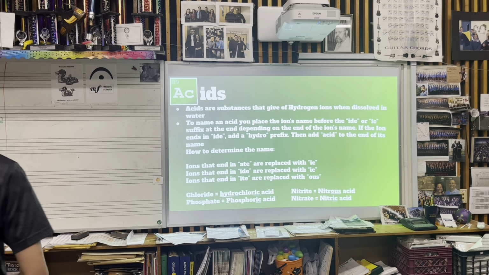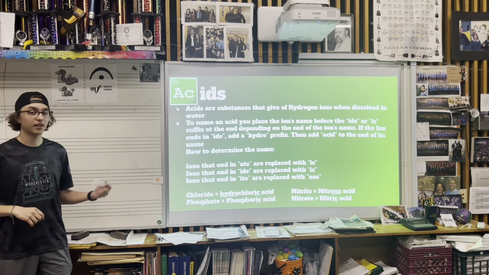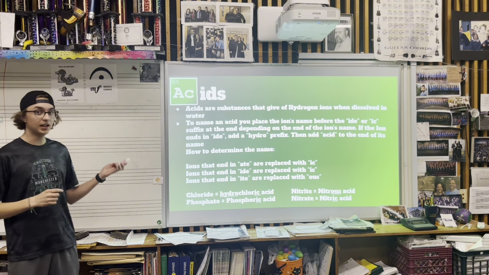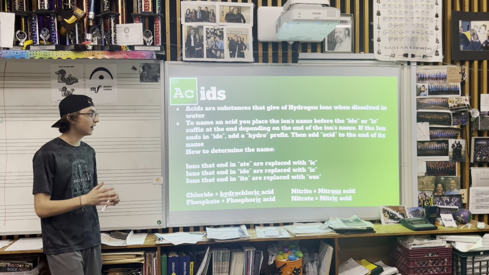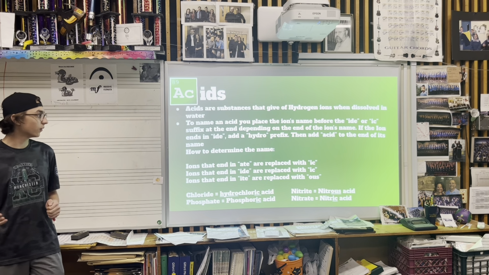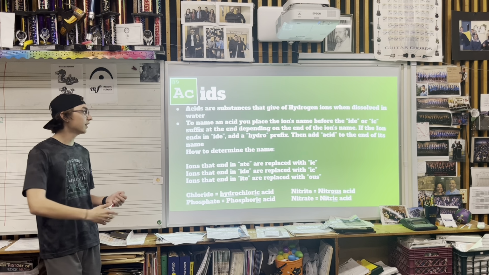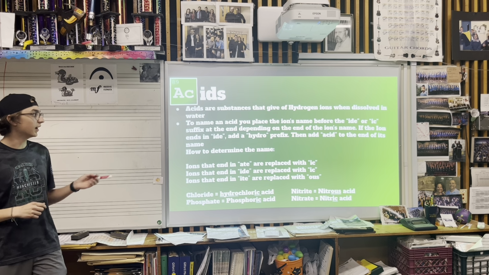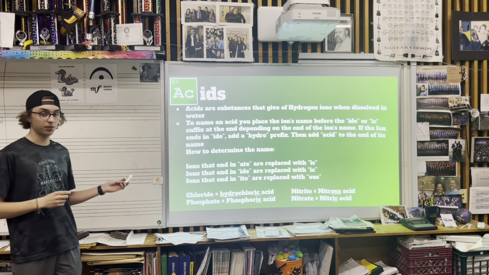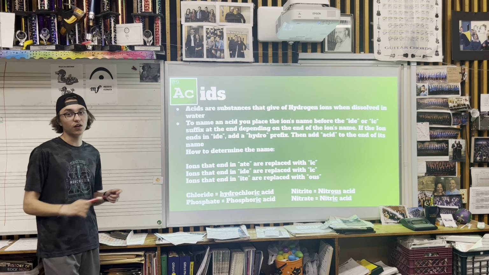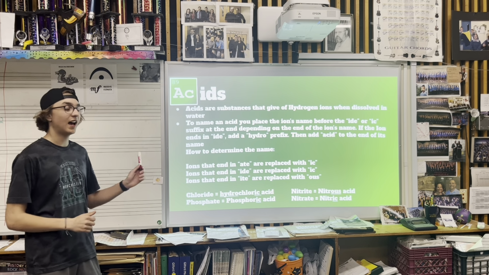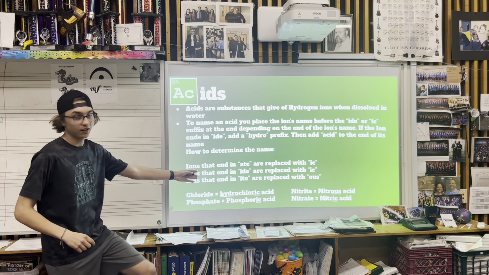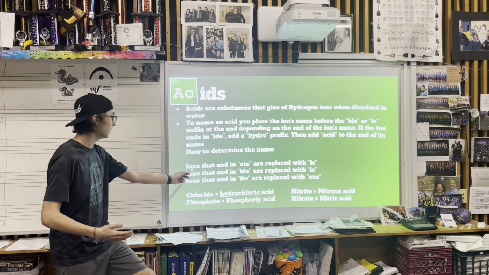Alright, acids. So acids are substances that give off hydrogen ions when they're dissolved or placed in water. To name the acid, you want to take the ion's name and place it before the ending or the suffix, and depending on if it ends in "ide", you want to add the hydro prefix before it, and then for all of them, you want to make sure that you add "acid" to the end of its name. So here are some examples or guidelines.